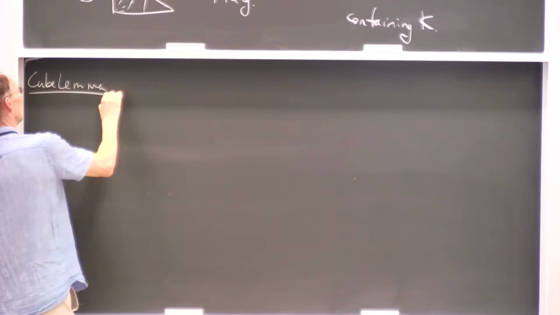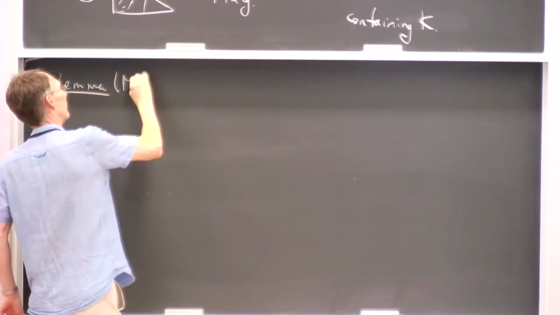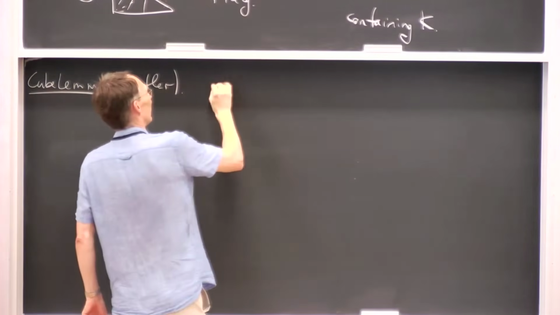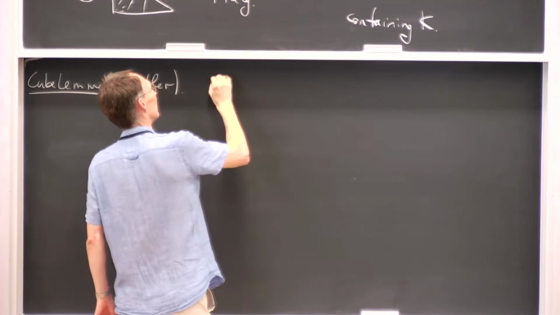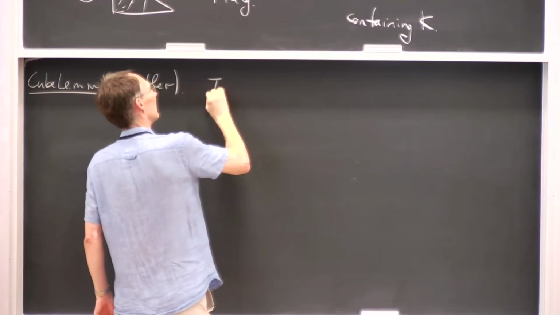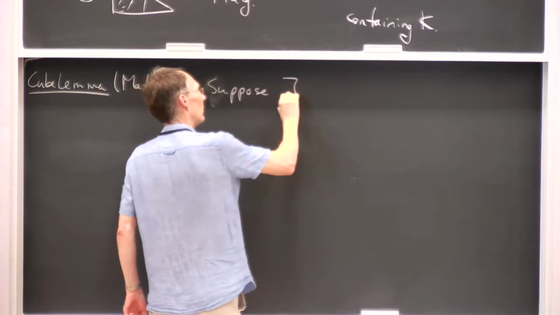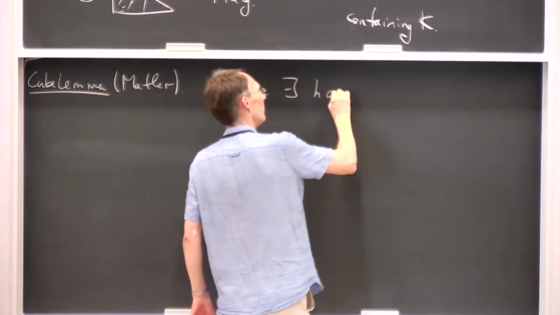This is the cube lemma. Right, so this is due to Mather. And it says, suppose there is a homotopy commutative cube.